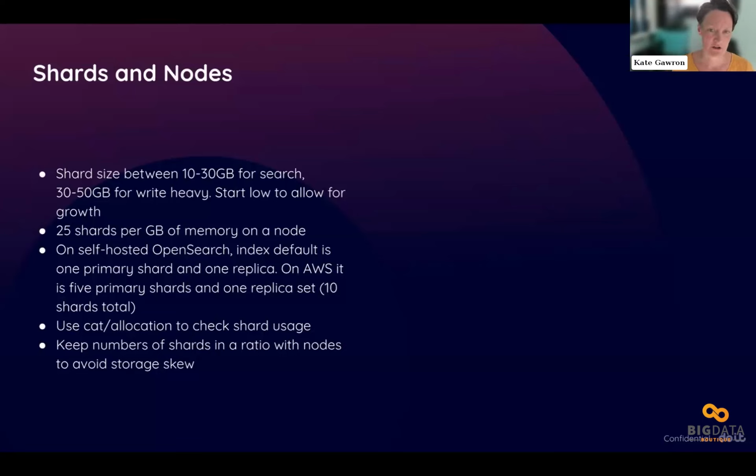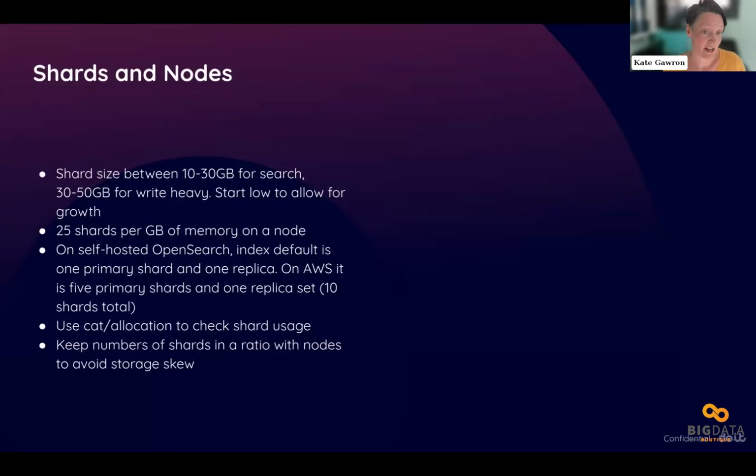If you're running self-hosted OpenSearch, then your indexing default is 1 primary and 1 replica. However, on AWS, you get 5 primaries and a replica set, so 10 shards in total. That's a really key difference between self-hosted and AWS that you may need to be aware of, specifically if you're moving across to the AWS OpenSearch managed service. If you just import your data, you may see your costs change because you may suddenly be storing more copies of your data, more shards.